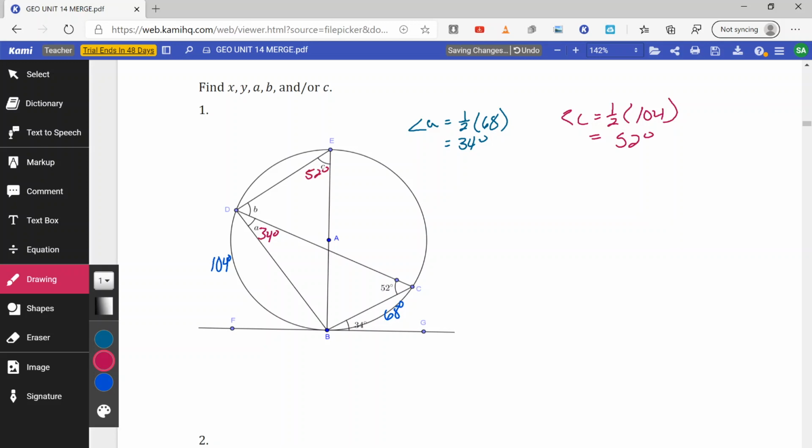So now what I need to do is figure out exactly what is angle B. So first things first, is there anything else that we can really figure out what's going on here? So we have 68, 104. We have inscribed angle of angle B, so we need to figure out exactly what is arc EC. So how are we going to do that?